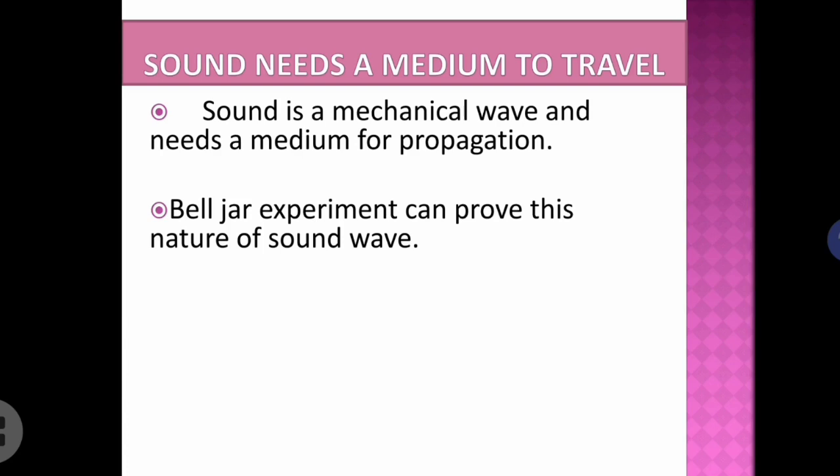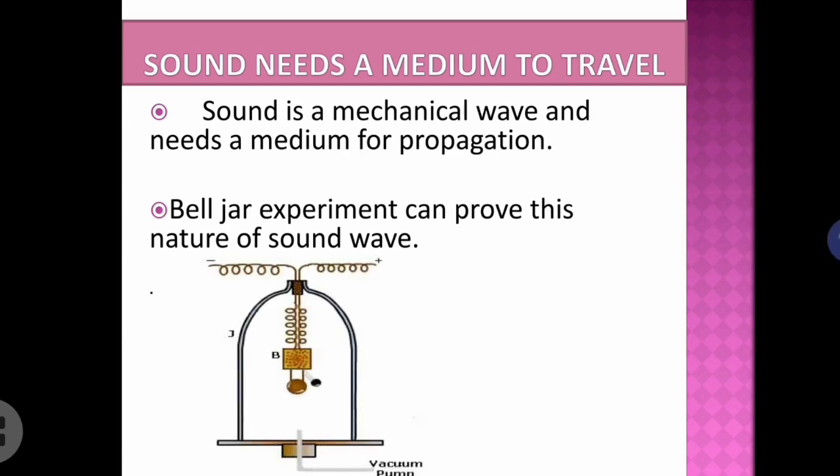So here there will be a bell jar. The bell jar is a tightly closed jar which has an electric bell inserted in it. As you can see in the figure, this is the bell jar, and there is the cork using which the jar is tightly closed. Then we have the electric bell, and the electric connection will be given from outside. At the bottom of this bell jar you can see there is a vacuum pump connected. Vacuum pump, you know, is meant for creating vacuum or sucking air from a region.